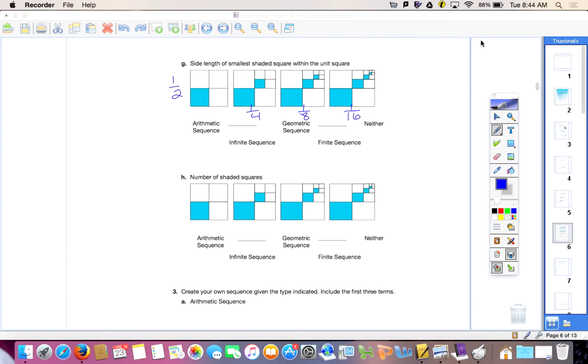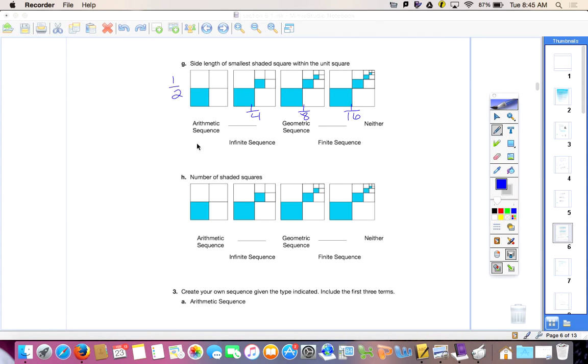Okay, side length of the smallest shaded square within the unit square. So a unit square means that each side has a side length of 1. So this first one, a half, the shaded square would be 1/2 in side length. And then my next one, I would have 1/4. This is 1/4 or 1/2 of 1/2. And then this third one would be 1/8 or 1/2 of 1/4. And then this last one would be 1/16 or 1/2 of 1/8.